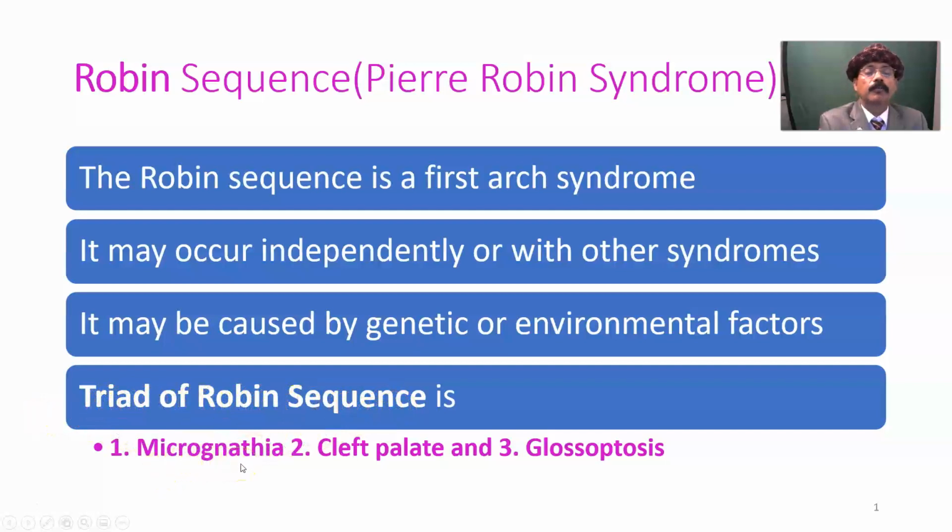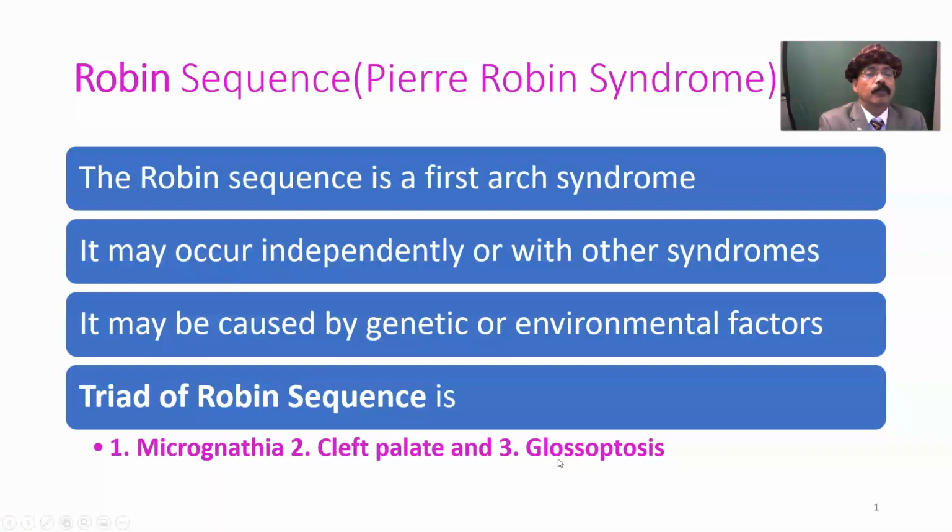Micrognathia, that means small mandible. Cleft palate: there will be a gap in the center of the palate extending from the anterior to the posterior aspect in the midline area. There will be a cleft in the palate. We call it cleft palate.